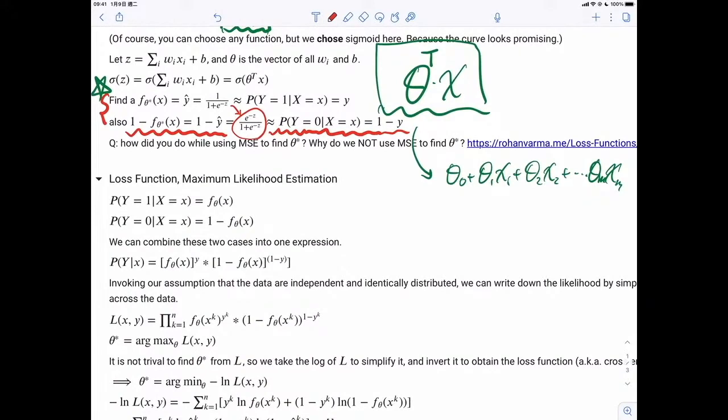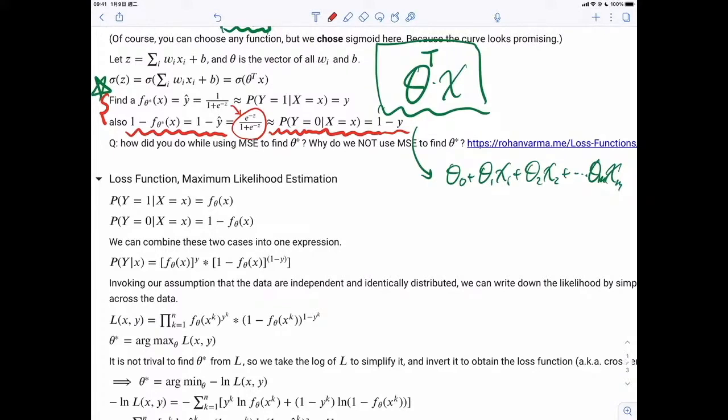So the next question is, since we have y and y hat, we need a measurement, which is a loss function, to help us find those optimized parameters. But how? In linear regression, we use MSE, and we minimize the MSE to find the optimized A star and B star. So can we do the same thing right here?